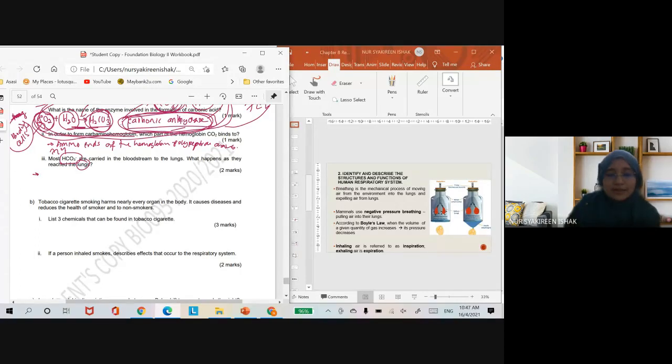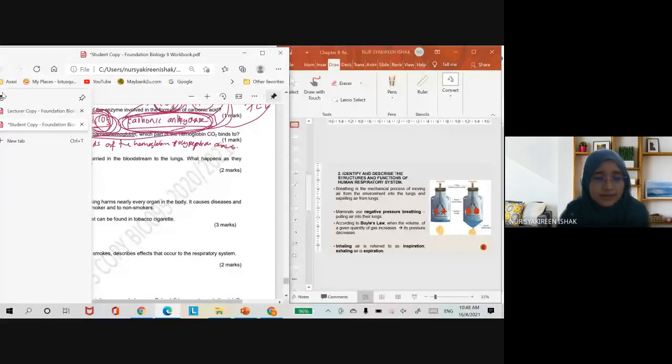Okay, so in the lungs, yang ni saya baca jawapan if you want. Okay, so in the lungs, bicarbonate ion diffuses from the plasma into the red blood cells, combining with hydrogen ions, released from the hemoglobin to form carbonic acid. Semua ayat tadi satu markah. Okay, so and then carbonic acid, tengok reaction ni kan, carbonic acid is converted back to water and also carbon dioxide. Okay, dua markah.